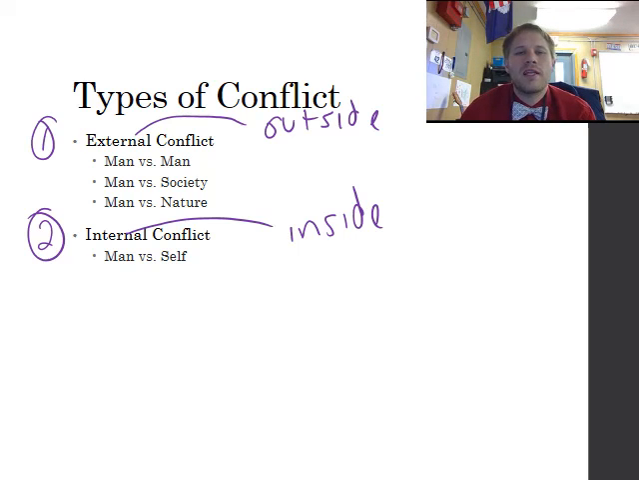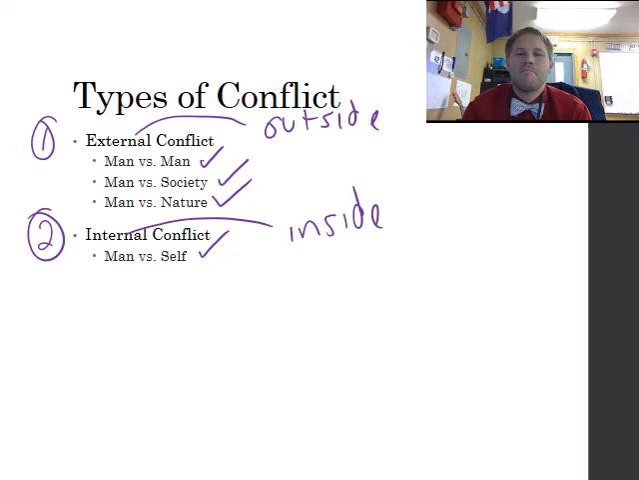And so those are kind of the two major categories. The three types of external conflict that we're going to look at are man versus man, man versus society, and man versus nature. And then the one type of internal conflict that we're going to look at is man versus self.